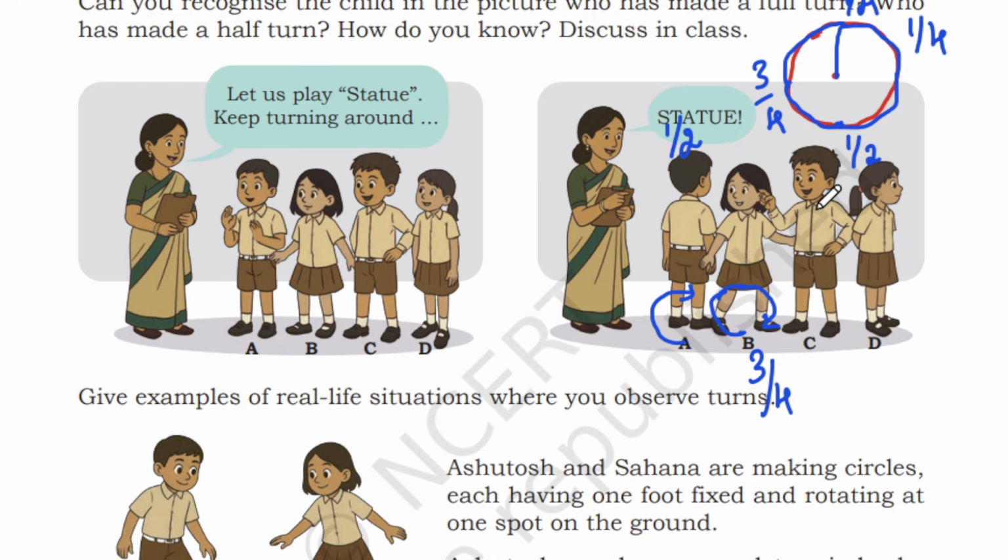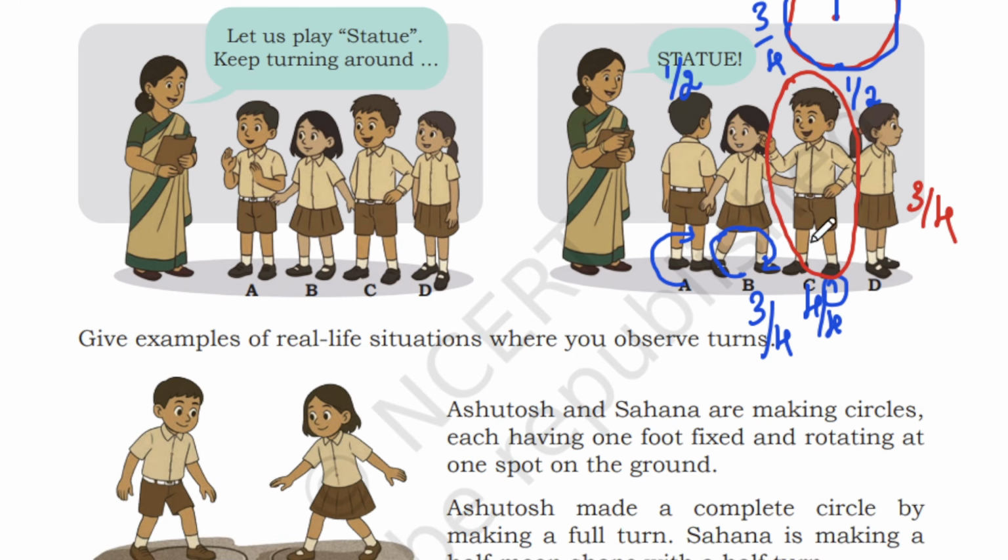And see the boy. He has done a full turn, but he is not straight. Yes, in this picture he is standing straight. So what happened? He is the one, 4/4, that is 1. He has done a full turn. So C, I'm going to circle C. He has done a full turn. And she is like B, 3/4. But in these pictures we cannot say the exact answer because angles always depend on the position.